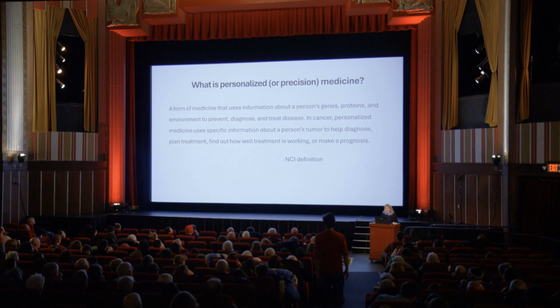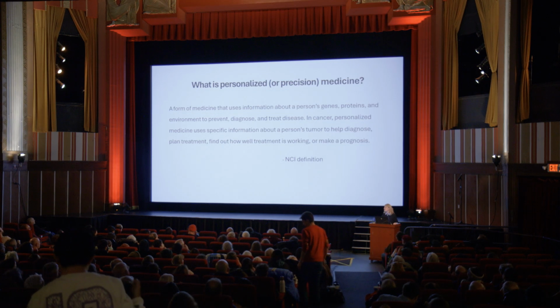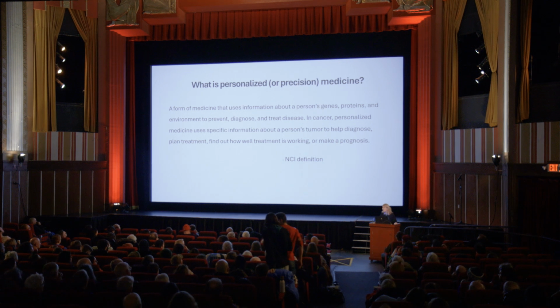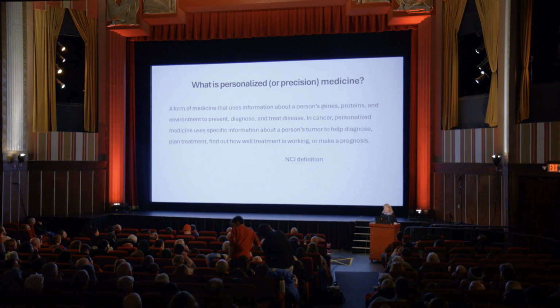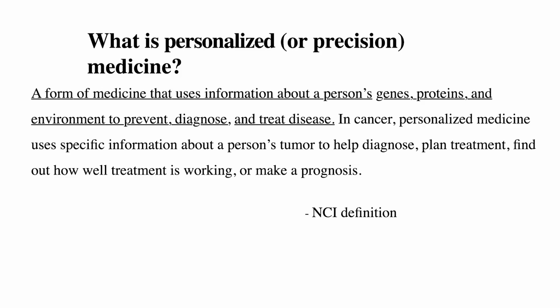But from this precision medicine initiative, we have had a lot of progress, a lot of opportunities, as well as pitfalls. And so the way the National Cancer Institute, which is the institute that funds all my grants, which is one of the institutes of the National Institutes of Health, and this is specifically for cancer. It's a form of medicine that uses information about a person's genes, proteins, and environment to prevent, diagnose, and treat disease. In cancer, personalized medicine uses specific information about a person's tumor to help diagnosis, plan treatment, and find out how it's working, and prognosis.